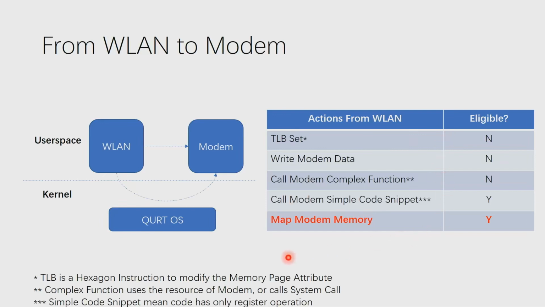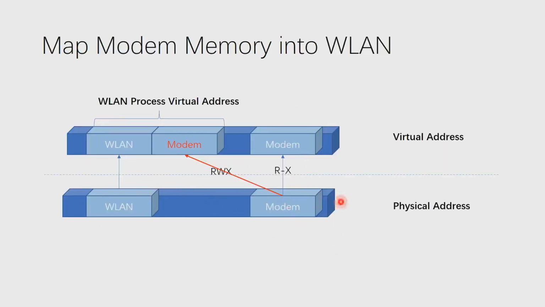But finally we found out that we can map the memory of the modem into WLAN directly. The WLAN and the modem are in different virtual address spaces, but we can map the modem memory into WLAN. It's just like this figure. Originally, the physical address of the modem is mapped to the virtual address of the modem itself, and WLAN to the WLAN itself. But now we can map the modem memory into the WLAN address space directly, so that after we do the mapping, we can modify the memory space of the modem to RWX in the WLAN, and so we can change the code of the modem, and obviously we can run arbitrary code in the WLAN or in the modem. So now we are getting into the modem.